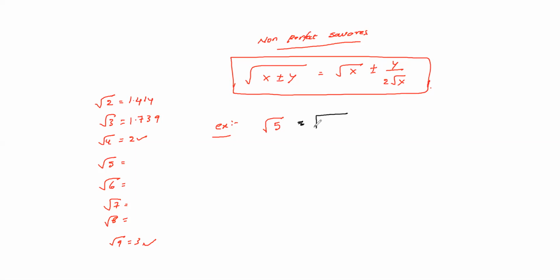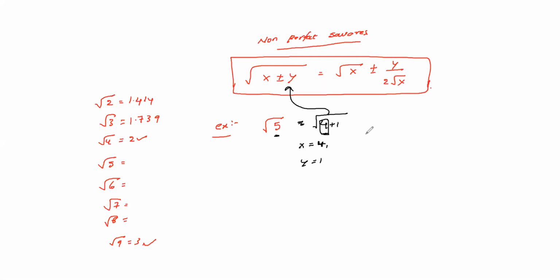In root 5, I'll try to convert it into 4 plus 1. I can convert it into 4 plus 1, or I can convert it into root 9 minus 4. Both are the same, and I can do it whichever way is comfortable. Now let's see root 4 plus 1. If you compare this with the equation, x is equal to 4 and y is equal to 1. And remember, when splitting the number, I have to consider only the perfect square numbers, that is 4, 9, 16, 25. If we consider perfect squares, the root will be easy to solve.